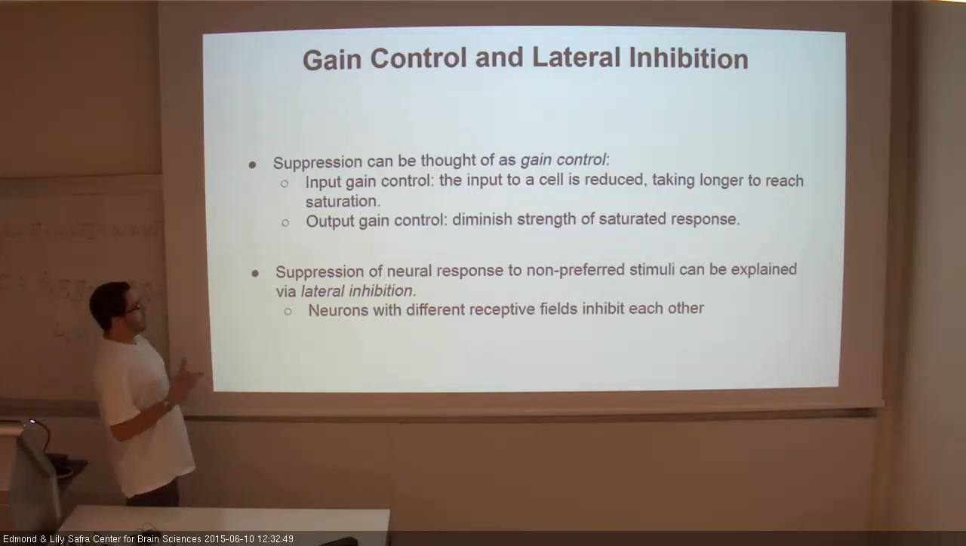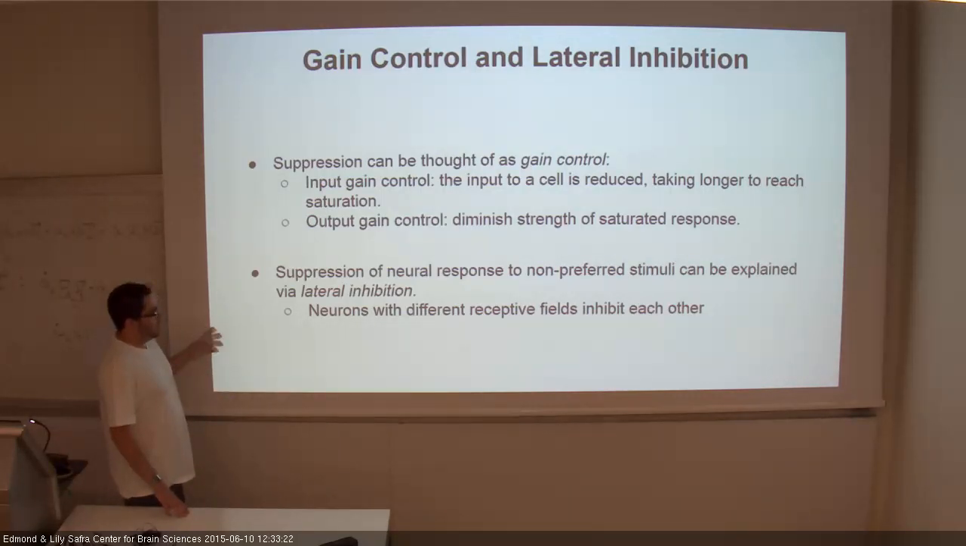A way to think about this suppression is as gain control, meaning that you're modulating the output of the neuron. There are two different ways that this could happen. One possibility is called input gain control. This neuron is receiving input from other neurons, and based on that input it fires. What this suppression effect does is suppress the input to the cell, meaning that it will fire less.